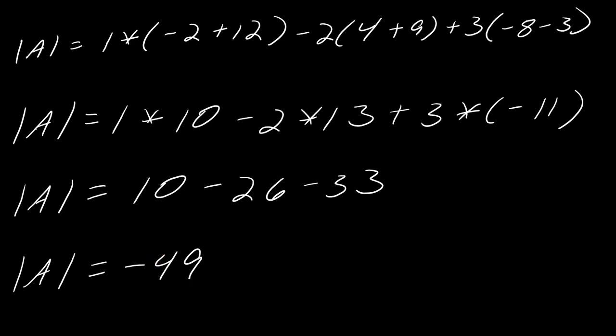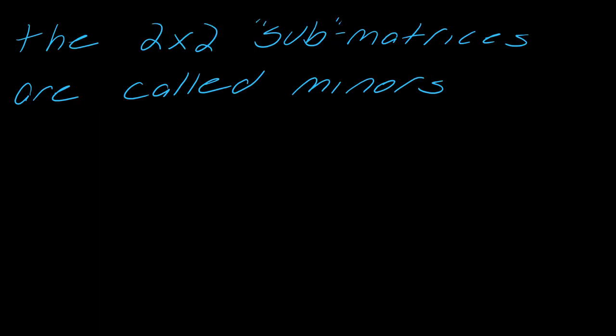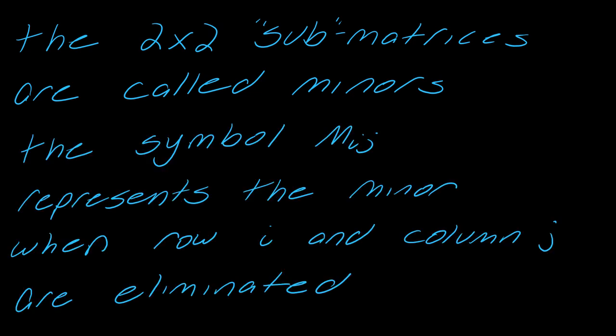Now that you've seen how we approach calculating this, I want to give a little more color to some of the terminology associated with it. Those little 2 by 2 submatrices that we had are technically called minors. The symbol M sub i j represents the minor when row i and column j are eliminated. We saw how we were doing that, right?